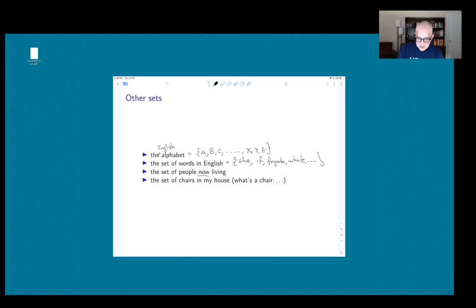I could define the set of chairs in my house, and as long as we're absolutely clear about what is a chair, and there's no ambiguity, like I have some little, I guess you'd call them stools that have no back. If you count that as a chair, then you'd have to include that in the set, or not. And remember that one characteristic of a set is you can determine exactly what its elements are. So if you know exactly what you mean by a chair, then the set of chairs in my house forms a set.